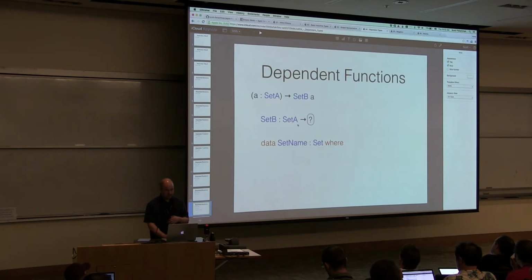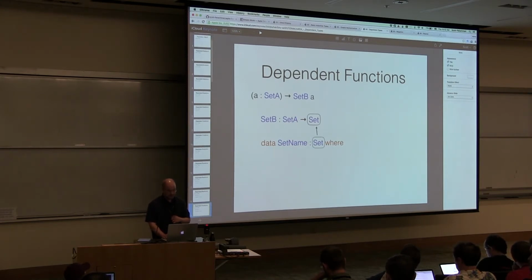If you remember when we define sets, when we say some set name, we say it is of type set. So the type of these data types is just set. So a dependent function is a function from something that ends up in set, or some hierarchy of set, if you will. And so that's what we have.